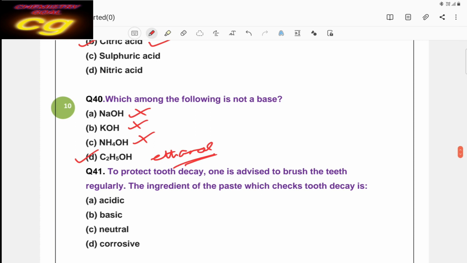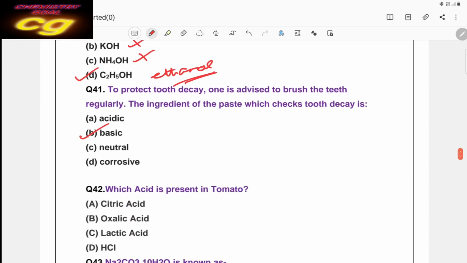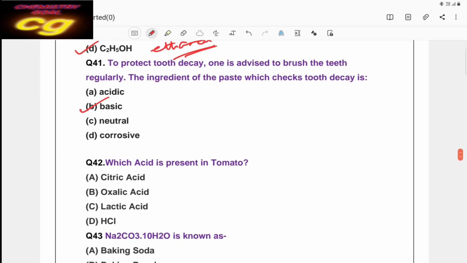To protect against tooth decay, one is advised to brush the teeth regularly. The ingredient of the paste which checks tooth decay is basic. As the teeth decay, acid is produced, so the ingredient of the paste is generally basic, so it neutralizes the acid produced in the teeth. Which acid is present in tomato? The acid present in tomato is oxalic acid.